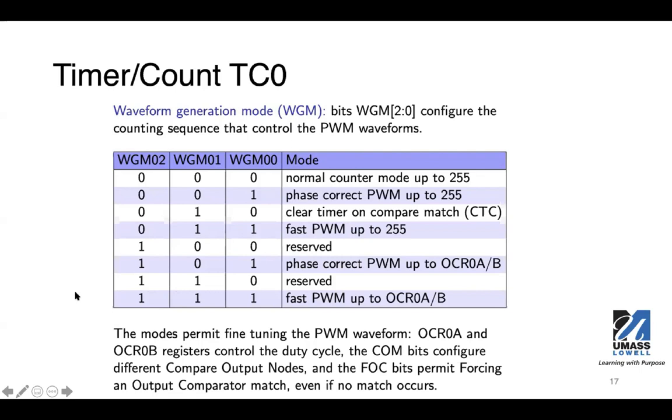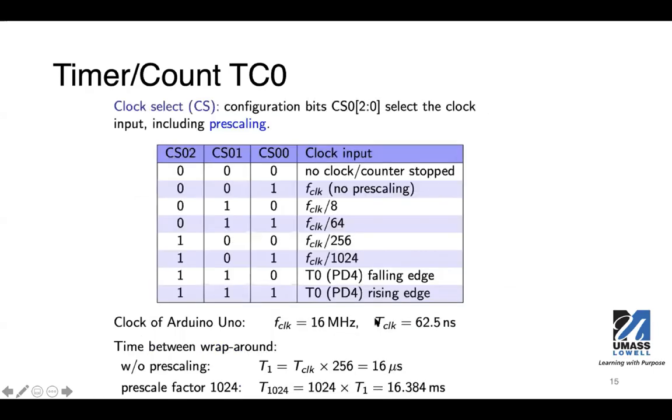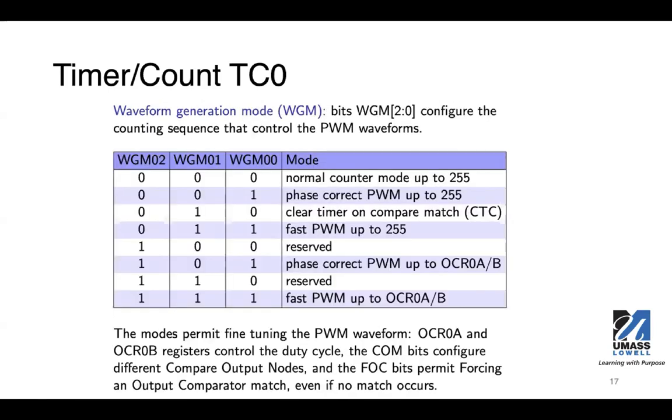For the waveform generation module, if you want to generate PWM, you can use these several bits, which are, let me go back here, actually here. So we can use these three bits, these two here and this one here, to select how we want to generate a waveform. These modes permit fine-tuning with the PWM. You can use these two registers to control the duty cycle, which is what we often do. When you do the DC motor control for the third lab, you actually have to change the PWM duty cycle to change the speed of the rotation. You can do a few other things.